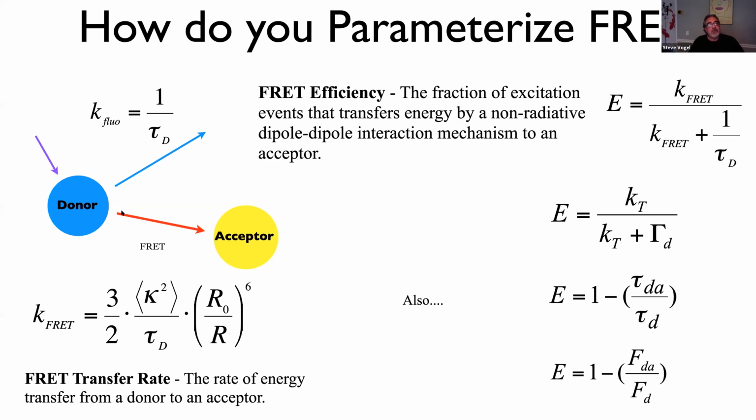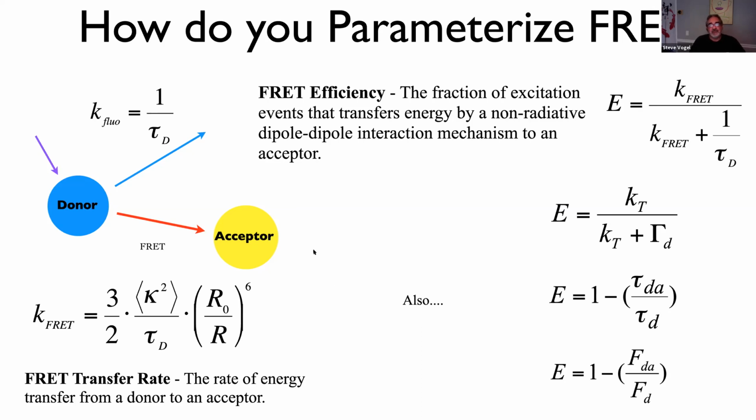So it's a probability. In other words, if I don't have the acceptor there, then there is no probability of going to the acceptor. 100% of the time, it's going to go somewhere else. But the second I introduce that acceptor, now some of the times when I excite the donor, some of that energy is going to go to the acceptor, and I want to know how often that happens.